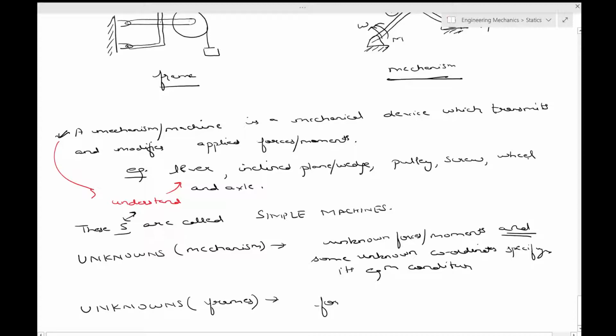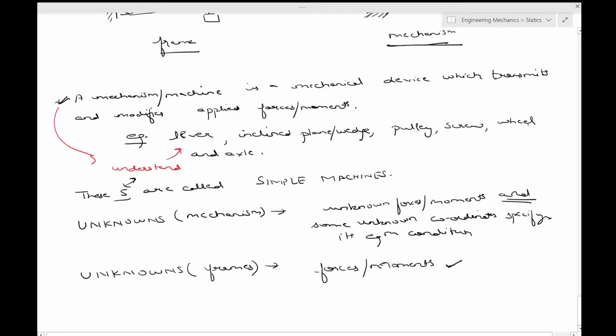This is just forces or moments. Okay, because there is no relative change in the configuration, so it's not occurring as an unknown over here. Okay. Now a frame or mechanism may include members that are not two force members. Okay. So that would mean that it has some sort of a bending moment or a shear or an axial force and so on. Okay.